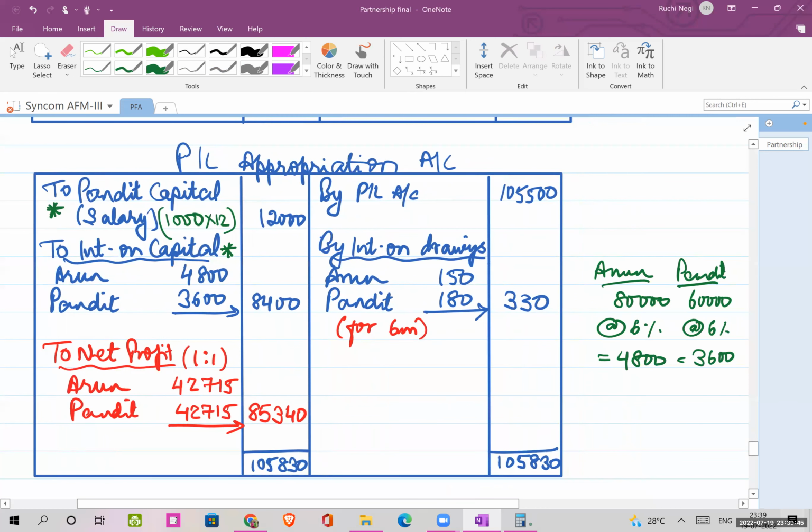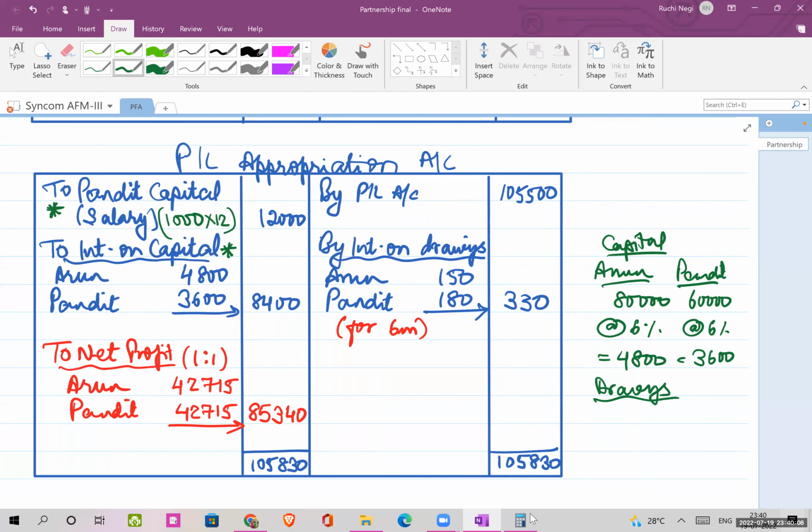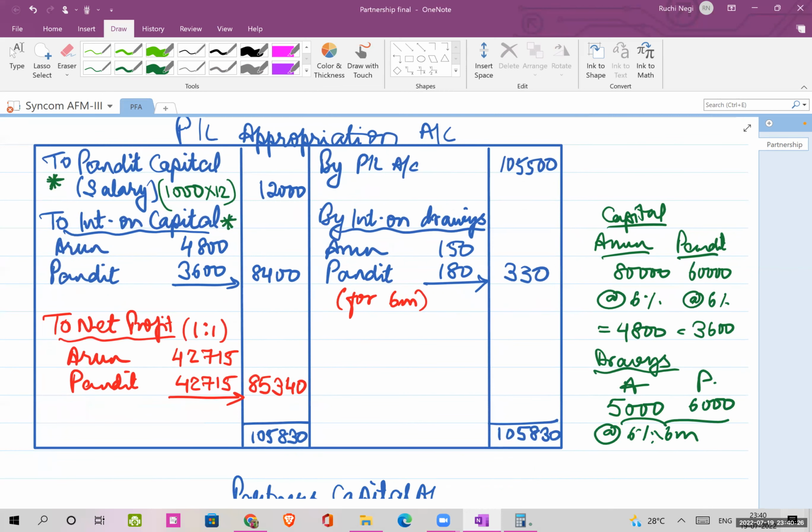Then interest on drawings. When the partnership deed is silent, that means if nothing is mentioned about interest on drawings, then you will assume it is 6% for 6 months. ठीक है, तो drawings कितना था आपका. So I will just show you the calculation of drawings now. Okay, let's come to drawings part. Drawings में अरुण का ड्राइंग्स और पंडित का ड्राइंग्स. तो अरुण का ड्राइंग्स कितना था 5,000 और 6,000. ओके, नाउ डोंट फॉरगेट इसका आपको 6% निकालना है, वो भी 6 मंथ्स के लिए, और ये दोनों में एप्लीकेबल है.